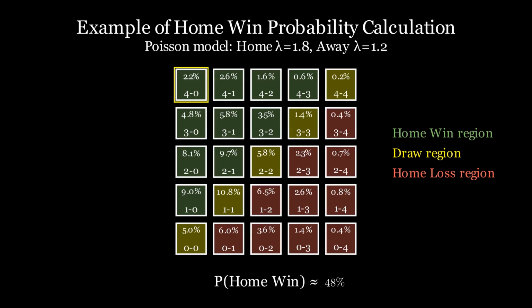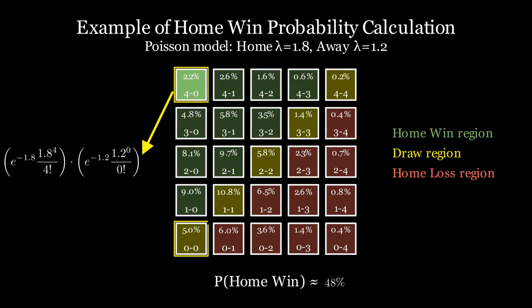Just as a reminder of how we got each of the probabilities in each square, let's look at the very top left one, the scoreline of 4-0. This would be the probability that the home team scores 4 times the probability that the away team scores 0, which using our Poisson formula would be the product of the two terms that we see here.